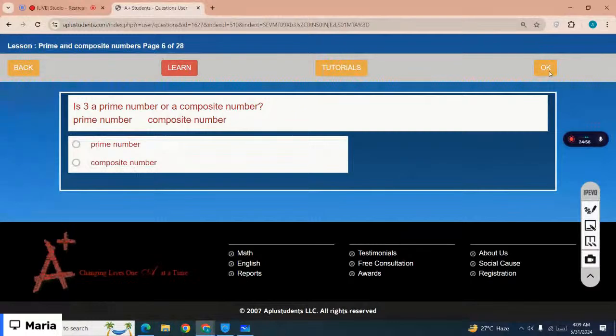Is 3 a prime number or composite number? Three is a prime number. The correct option is prime, because only 1 times 3 is 3. You can complete the lesson by yourself later today.